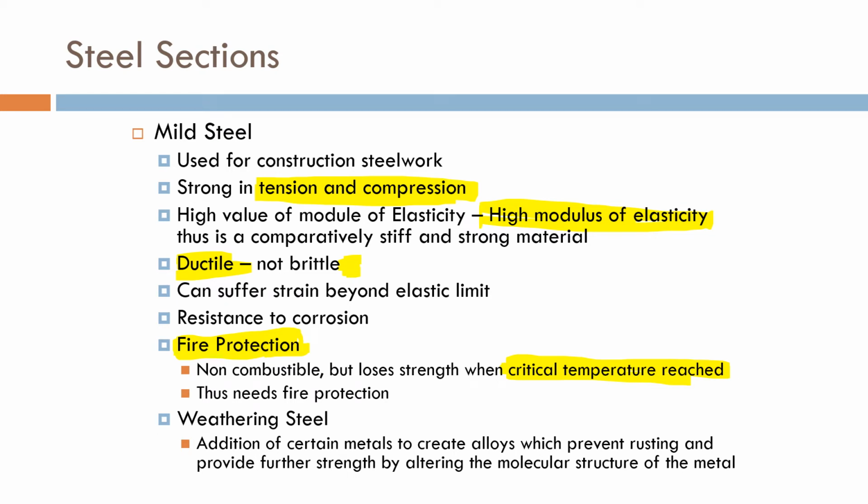Now this is a weathering steel also. Addition of certain metals creates alloys which prevent rusting and provide further strength by altering the molecular structure of the metal. It is necessary that you create an alloy before using it as a structural material so that the weathering in the steel can be stopped.